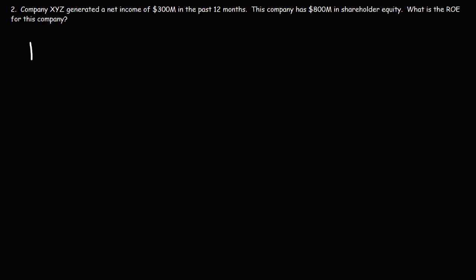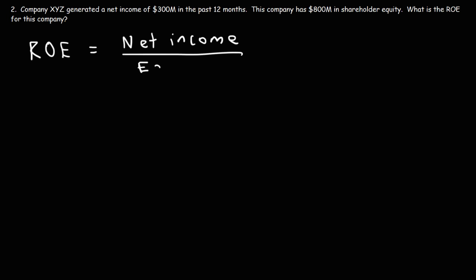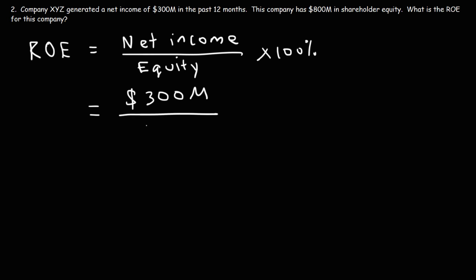So let's begin with the formula. To calculate the ROE, it's going to be the net income divided by the shareholder equity, and then times 100%. So in this example, the net income is $300 million. The shareholder equity is $800 million.